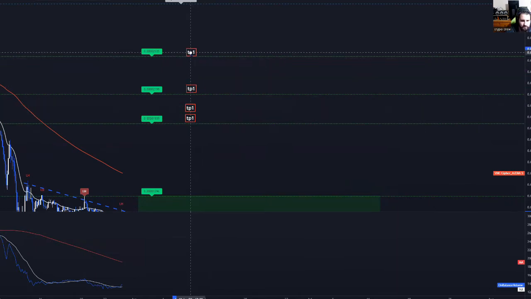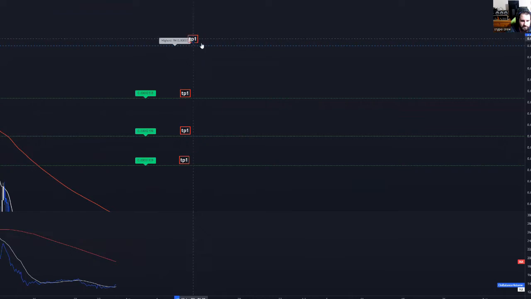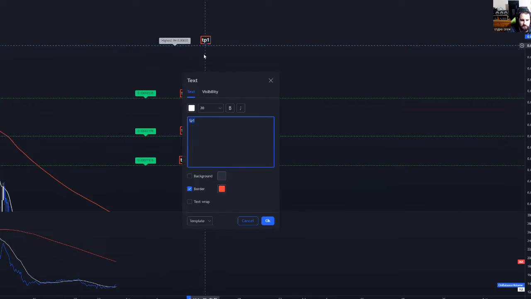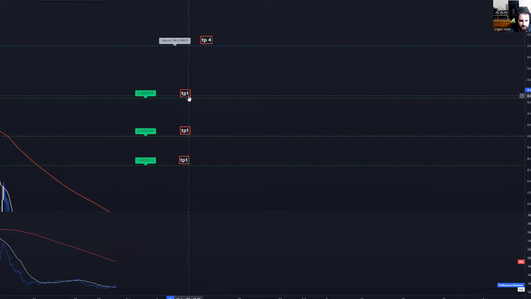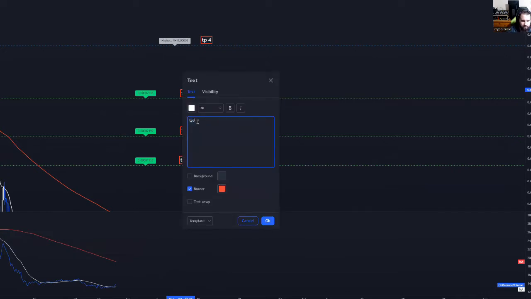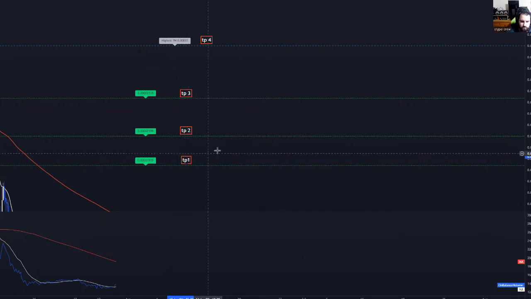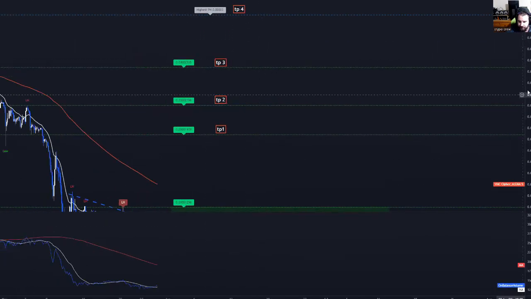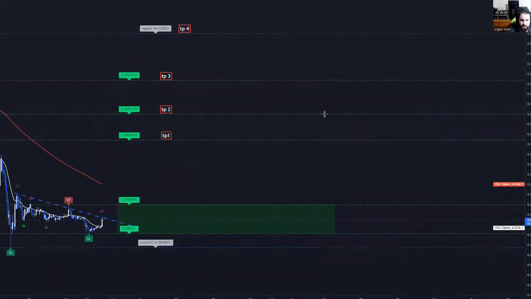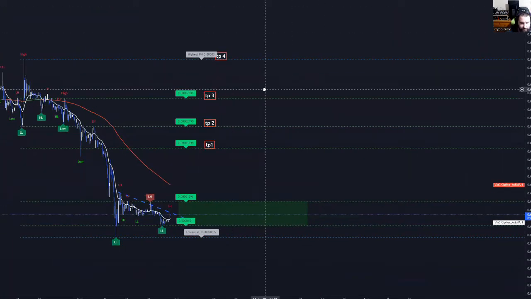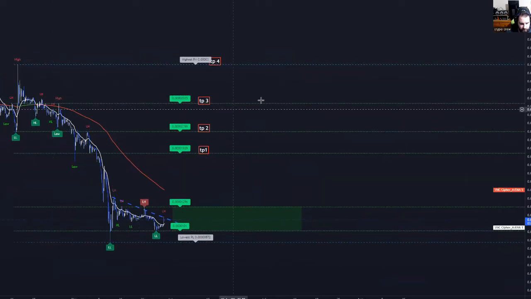And that'll be TP2, TP3, and TP4. So that'll be TP4. And then TP3. And TP2. So basically the robot, what it'll do is it'll work this all out according to support and resistance and volume and everything, and data that's been fed to the robot.